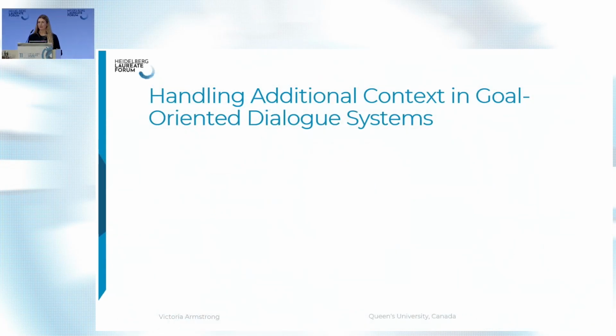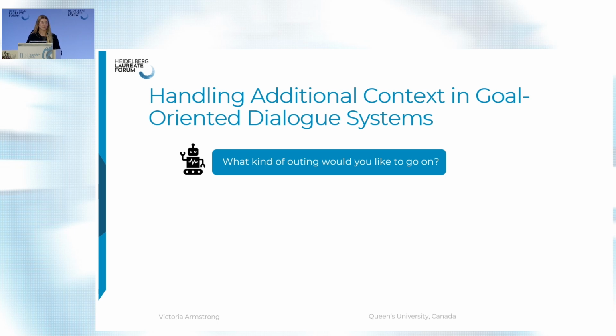Imagine we have a conversation between an artificial agent and a human user. The agent starts off by saying, "What kind of outing would you like to book?" The human user responds, "Something relaxing. I'm in Kingston." Now, what's interesting about this response is not only have they answered the question, but they've provided a little bit more. They've given us some additional context.